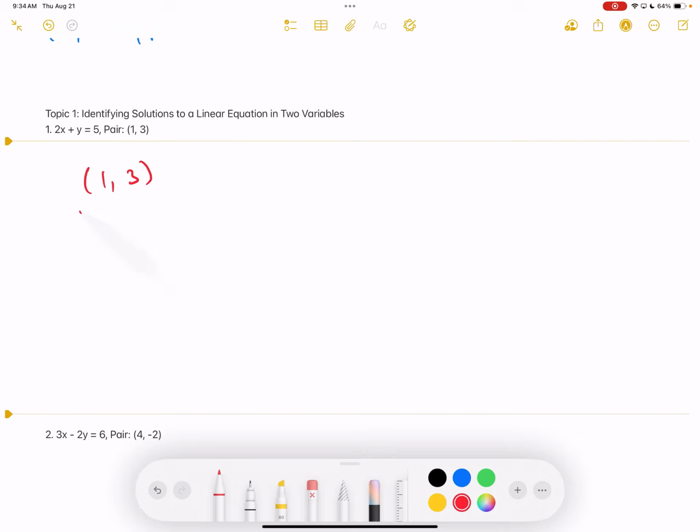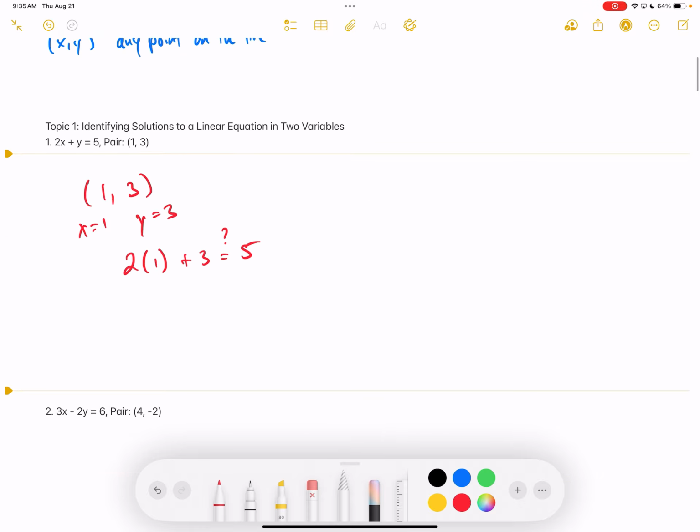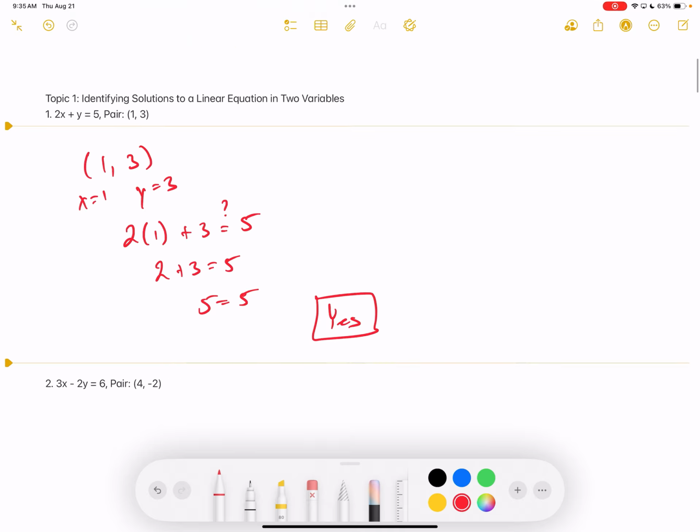So you got 1, 3. My X is the 1. My Y is the 3. So I plug in a 1 for my X and a 3 for my Y, and I'm seeing, does that equal 5 when I plug that into the equation? So this is just 2 plus 3. And that does equal 5. So yes, that means that this point, x is 1, y is 3, is on the line. Okay, because that was a solution.